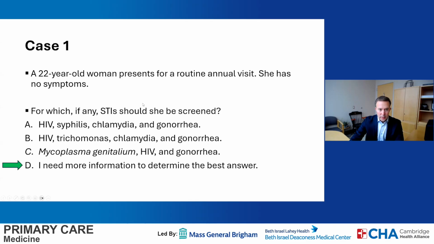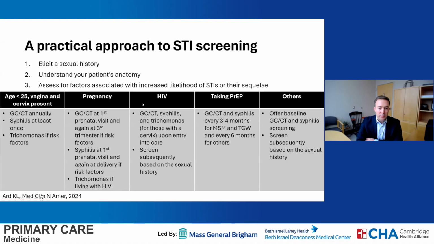Great. So let's talk a bit about STI screening. And my approach to this involves 3 steps. The first is to elicit a sexual history. I think it's difficult to screen appropriately without that step. It's also important to understand what anatomy your patient has. Do they have a cervix? Do they have a penis? And so forth. And then third, to assess for factors that are either associated with an increased likelihood for STIs or their sequelae. And I think that there are really 4 categories you would think of here.